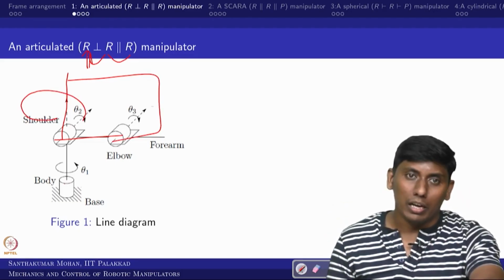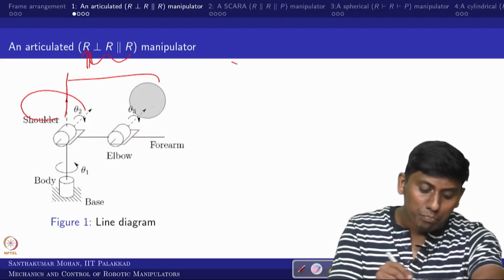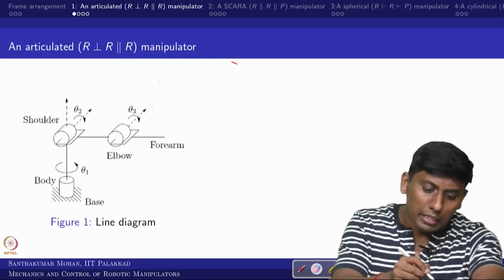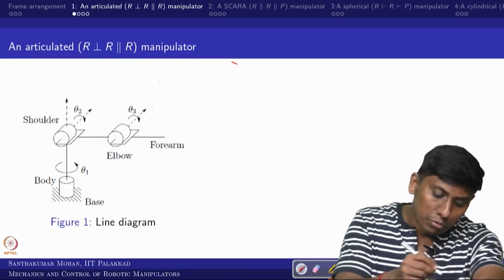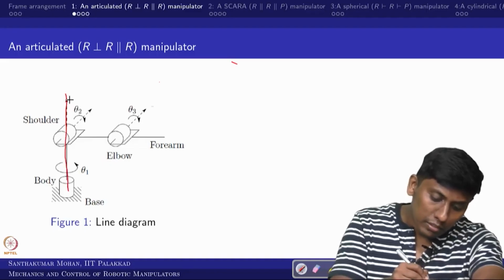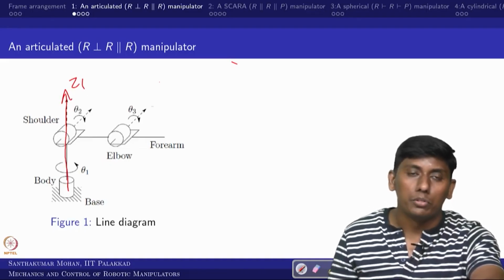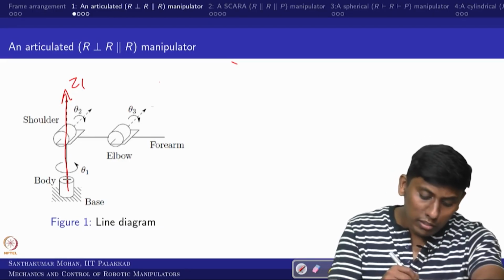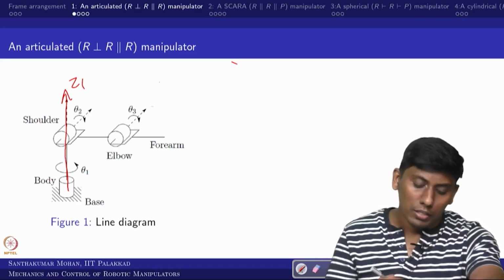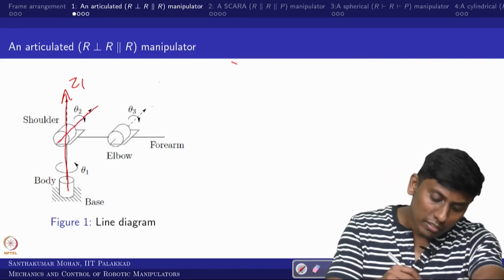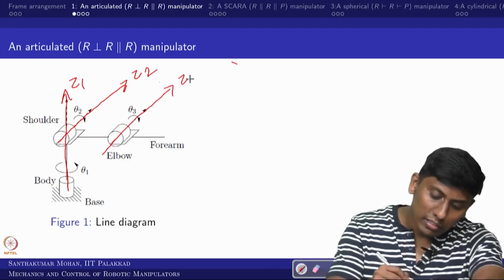I hope you are now getting a clear idea. Now we will see how to fix the frames. This would be your z1 axis, because the first rule says the joint axis is supposed to be the z axis. Here this is the first joint, so I fixed the positive direction as they have given. That is the z1 axis, this is the z2 axis, and this is the z3 axis.